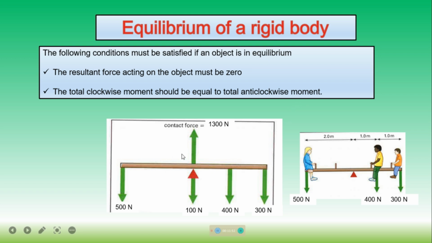Here is a force diagram for the seesaw shown here. The upward contact force of the pivot is equal to the total downward force. It is 500 plus 100 plus 400 plus 300, and 100 Newton is the weight of the seesaw itself. So the upward contact force of the pivot balances the downward forces of the children's weight and the weight of the seesaw itself. The contact force has no moment about the pivot because it acts through the pivot, and the weight of the seesaw is another force that acts through the pivot, so it also has no moment about the pivot.